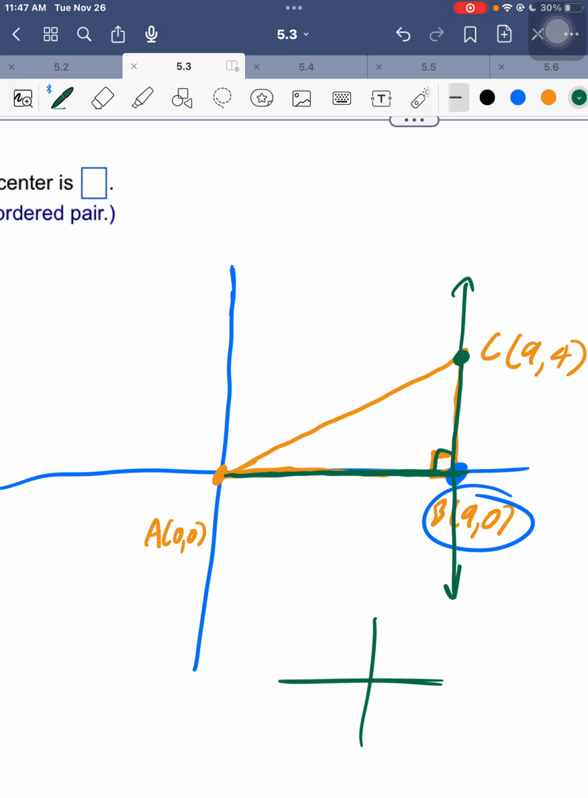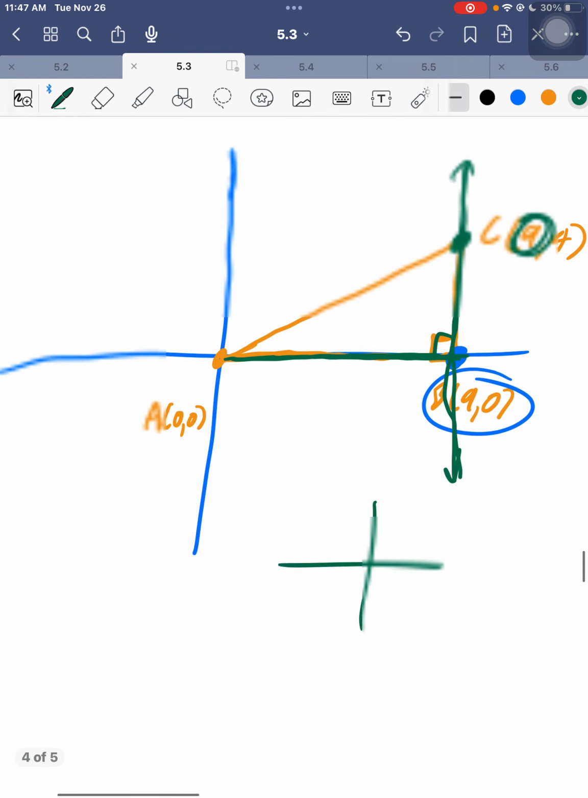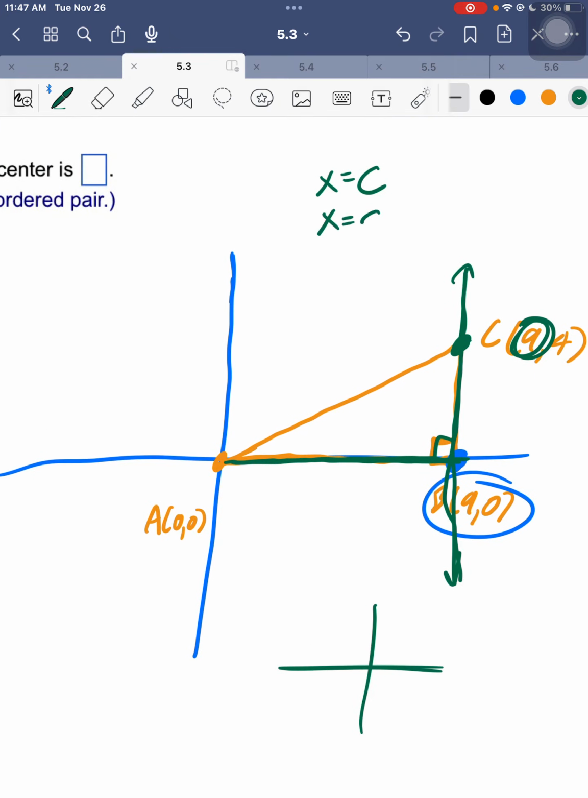So what do I know? What is the equation of this vertical line that I just drew, passing through the vertex? A vertical line is x equals c. What is the x in this case? 9. So my x equals 9. I'm going to keep that there for now.